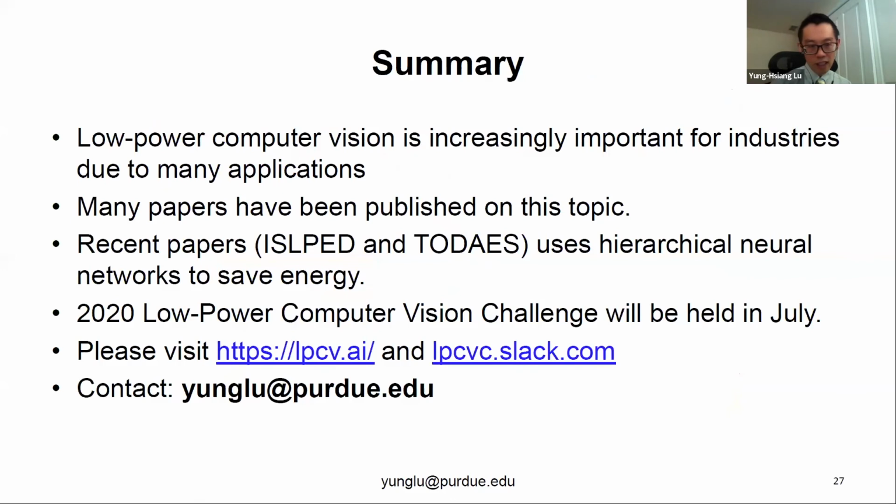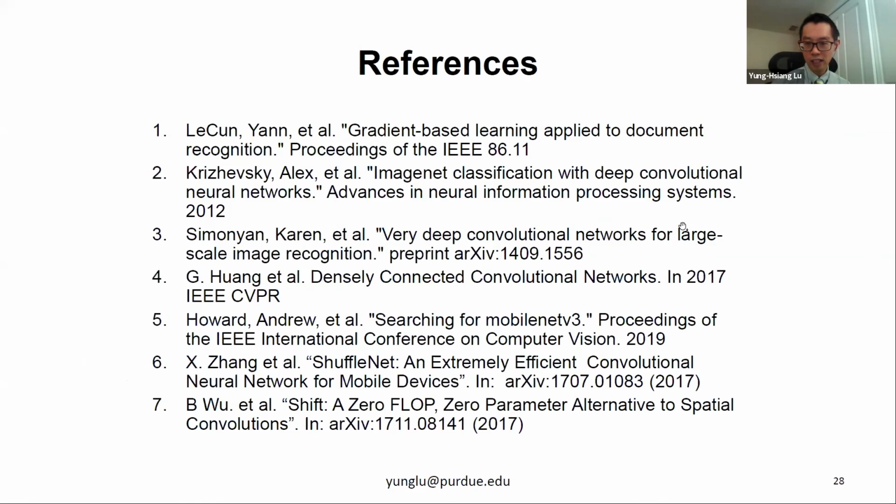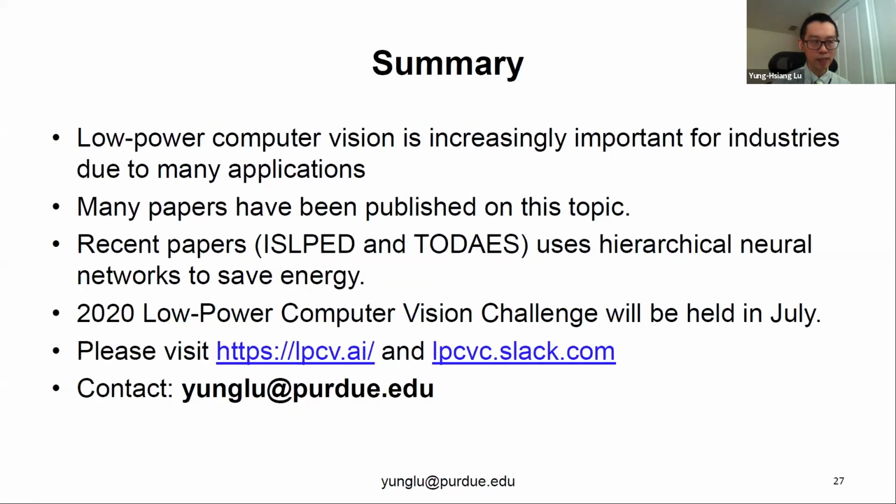To summarize, low power computer vision is a very active research area, and there are lots of papers published. We have a survey paper going to be published this year in the IEEE World Forum on IoT. And our recent work shows that hierarchical neural networks can save energy. Finally, I encourage you to participate in the 2020 Low Power Computer Vision Challenge, or encourage your collaborators to participate. If you are interested in further discussion, this is my email. The last 2 pages are references. If you are interested in getting the slides, you can either ask tinyML or contact me. Thank you.